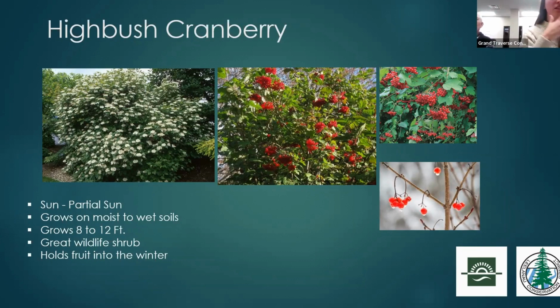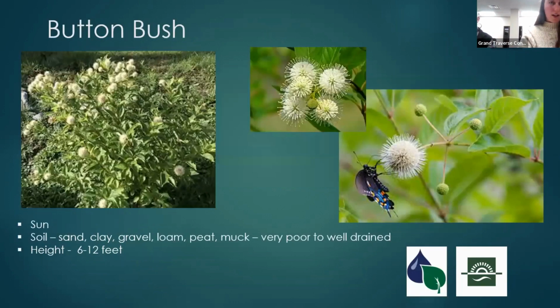In thinking about that, it's good to have a mix of different flowering and fruiting plants in your space, a diversity of things that have different seasonality throughout the year, because it's going to support the widest range of wildlife. So again, this is another one that holds its fruit into the winter, which a lot of songbirds rely on.